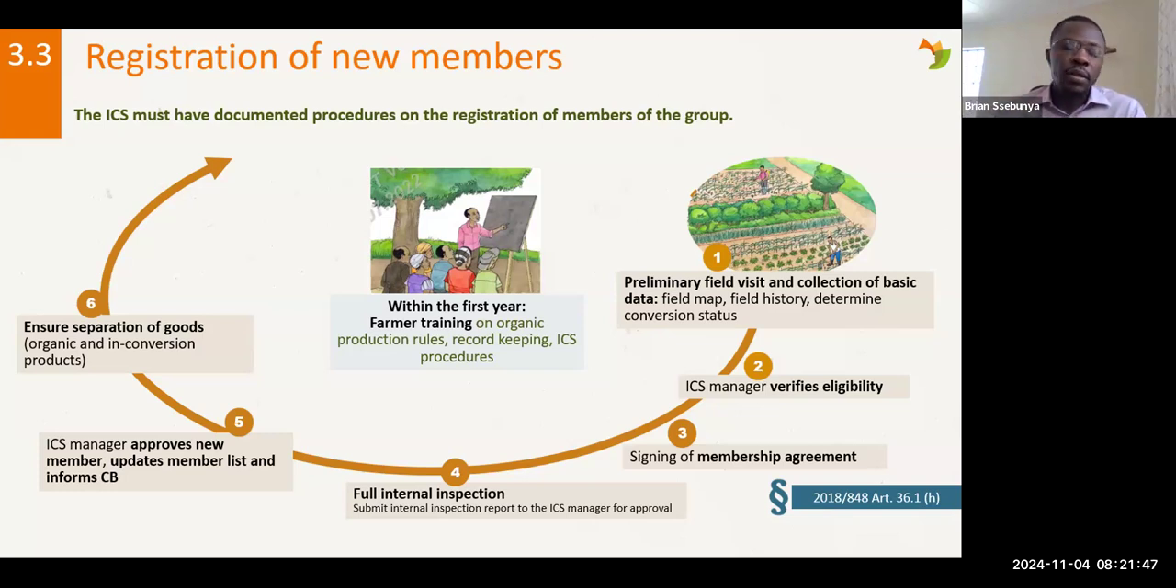So if you have all this, then you have your procedure for registering new members. You may have little variations here and there, but the bigger picture should be the same. All farmers, you have to visit them first to collect the basic information. The ICS manager has to verify, and you have to sign a membership agreement. These are all captured from the standard. So it may vary, but not so much.